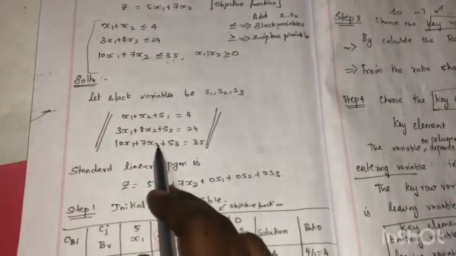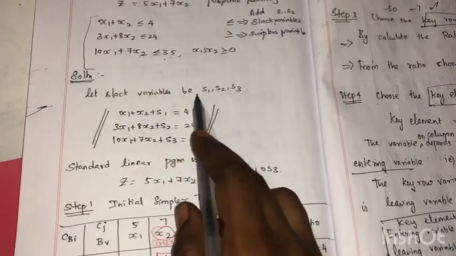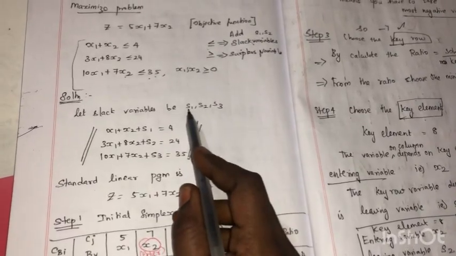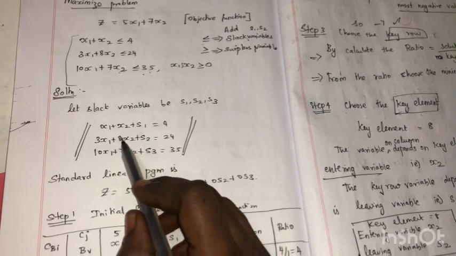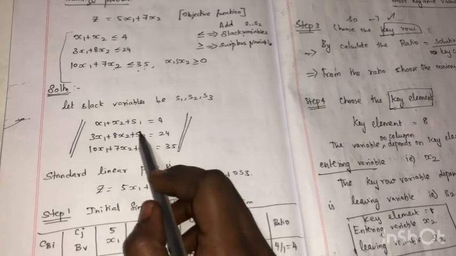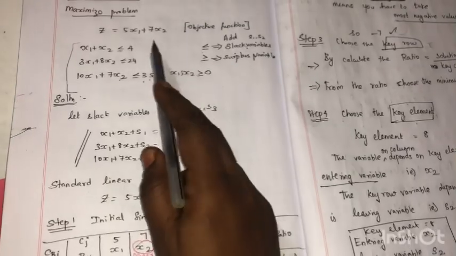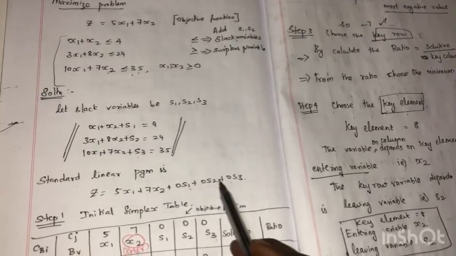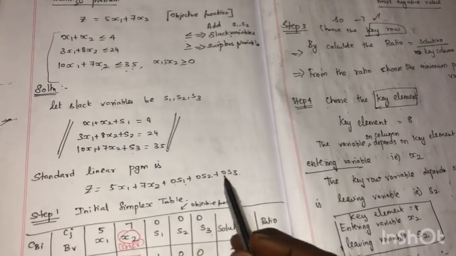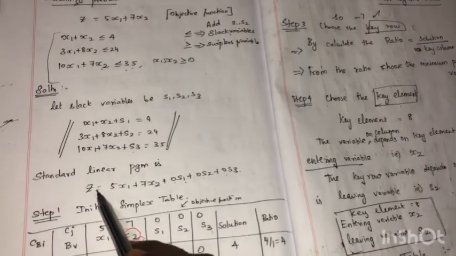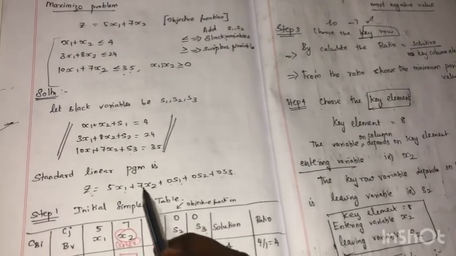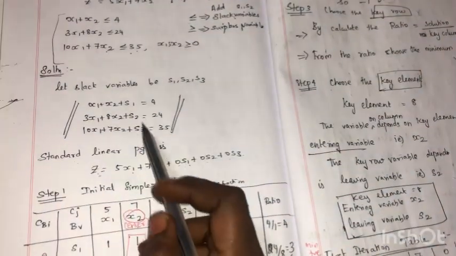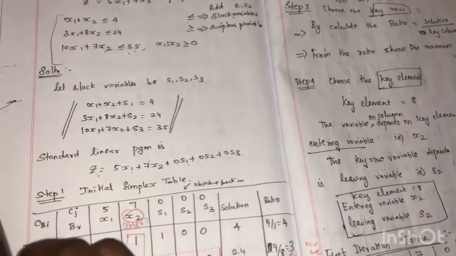So now let's go on to the solution. Let's find the slack variables. Here we have three equations, so we are going to add three slack variables, S1, S2 and S3. In the objective function also we have to add three slack variables, and they don't have any value, so we put 0. So the standard linear program equation becomes 5x1 plus 7x2 plus 0s1 plus 0s2 plus 0s3. This is the equation we derived by adding slack variables.